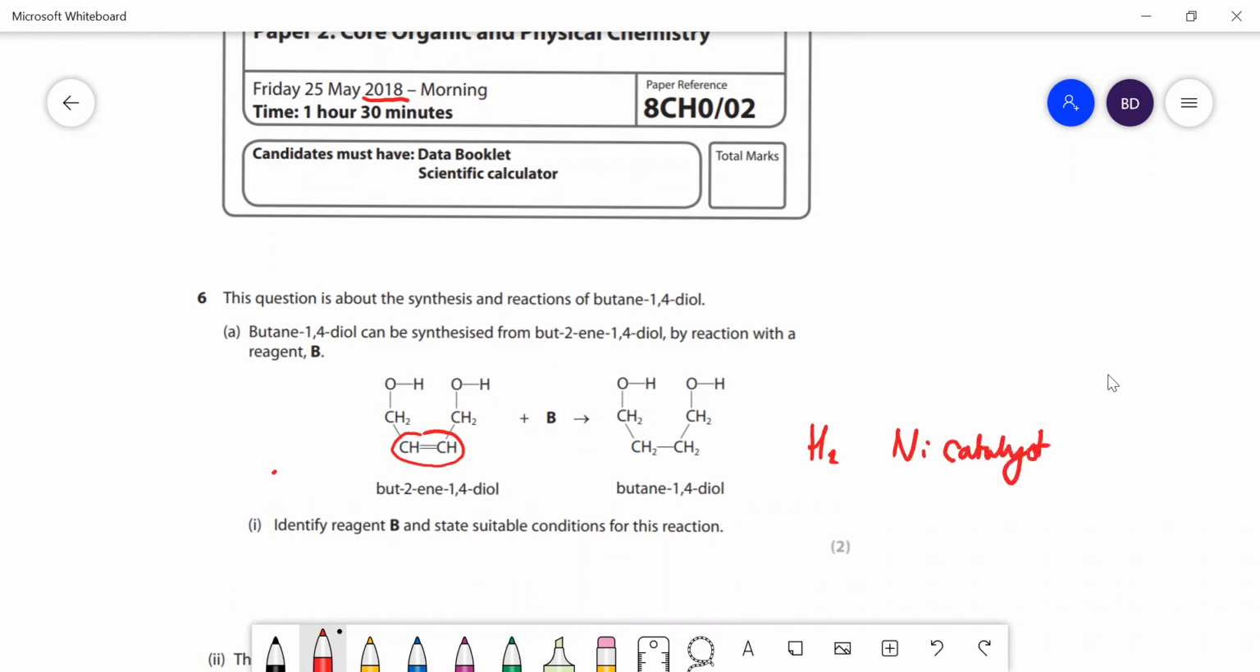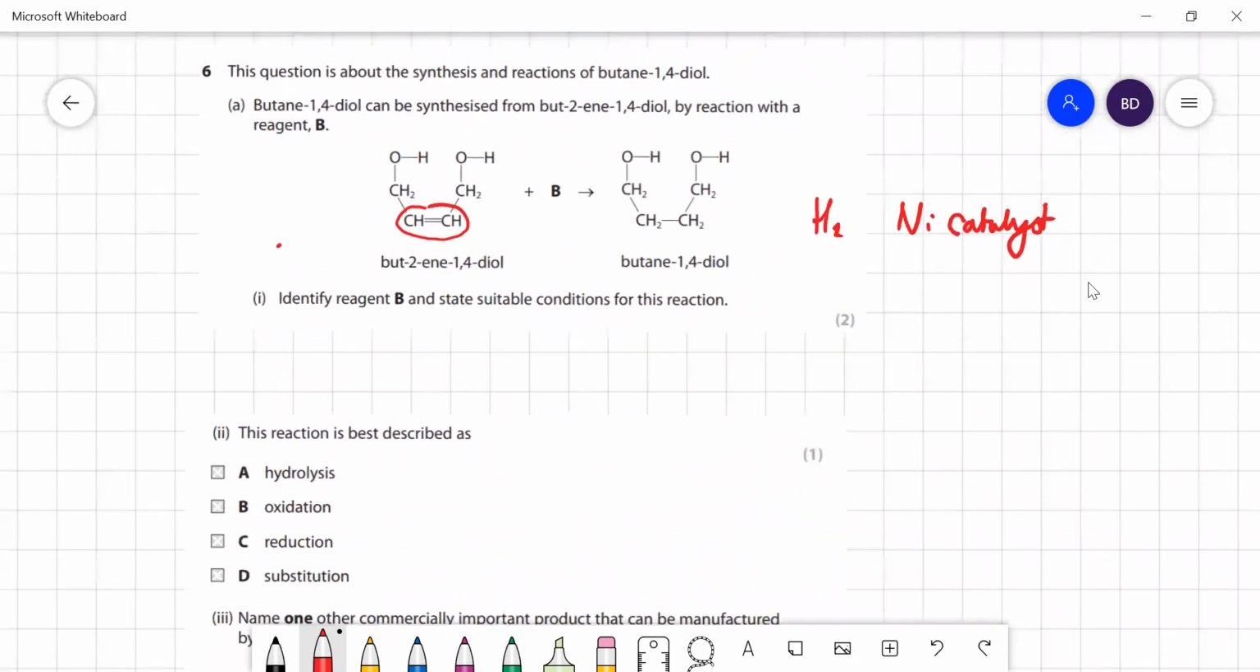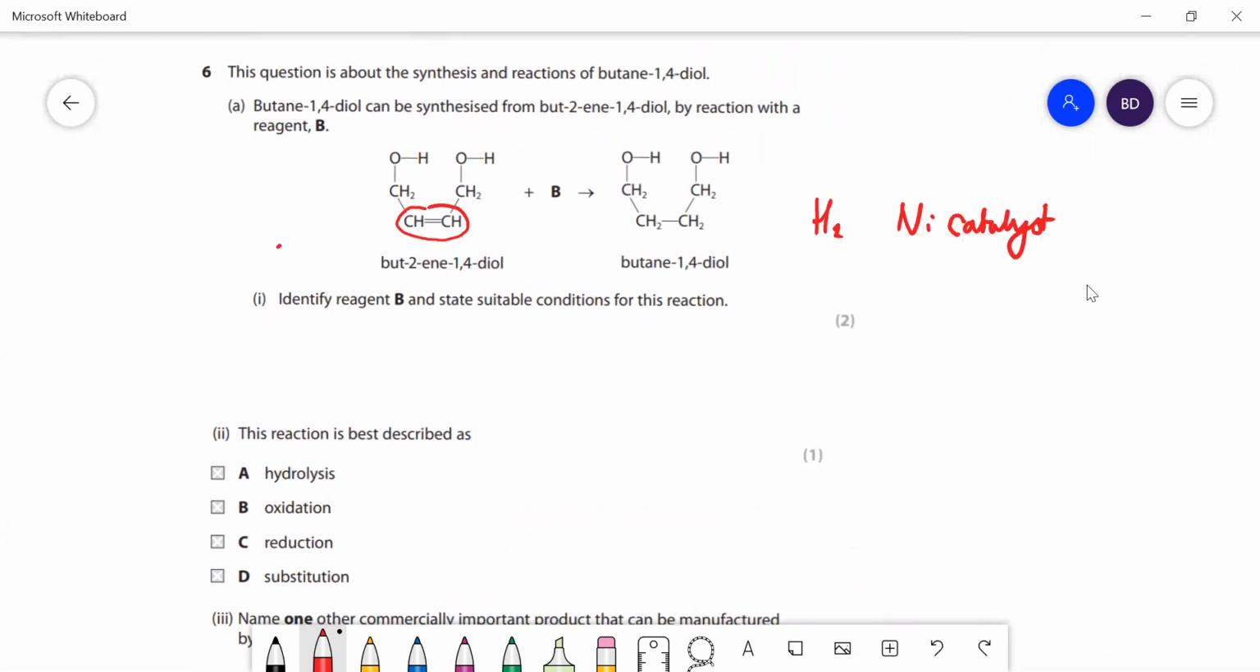Right, then it says what the reaction is best described as. I was thinking addition reaction, but this isn't down as an option, and so reduction is definitely the best one there. You're adding hydrogen. In organic chemistry, when you add hydrogen, it's the same thing as reduction. Right, it's certainly not oxidation or any of the other options there.